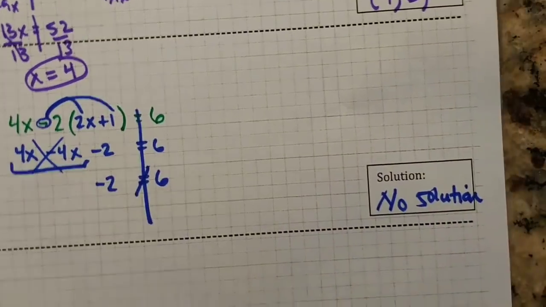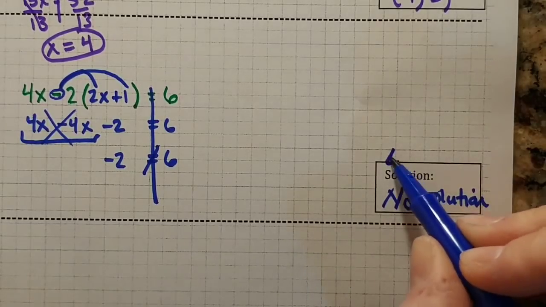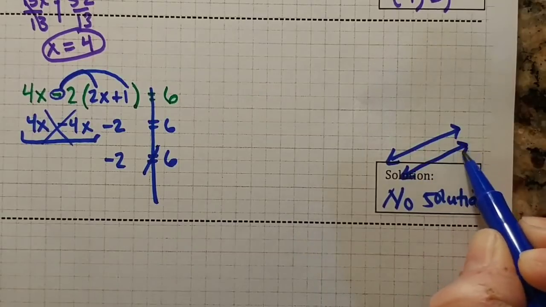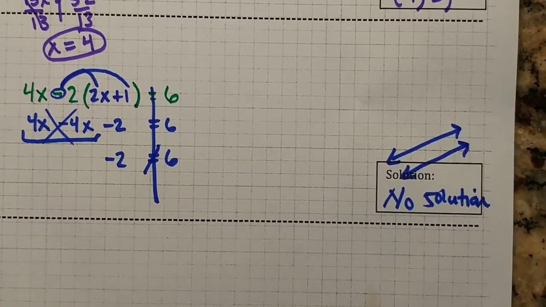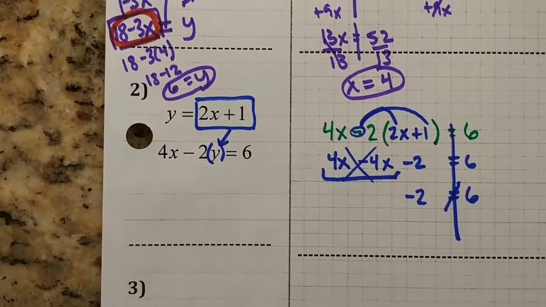Now what does that mean for a system of equations? Remember, no solution means that the lines are never going to intersect. The lines are going to be parallel. So these two lines should be parallel. Well, I can check my answer. The slopes should be exactly the same for my lines.